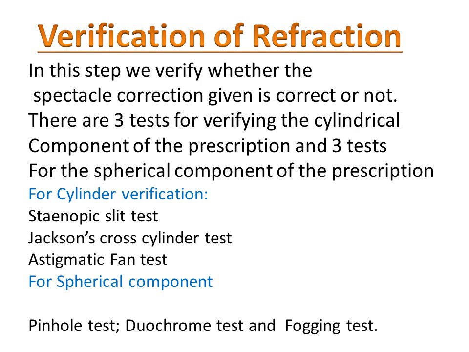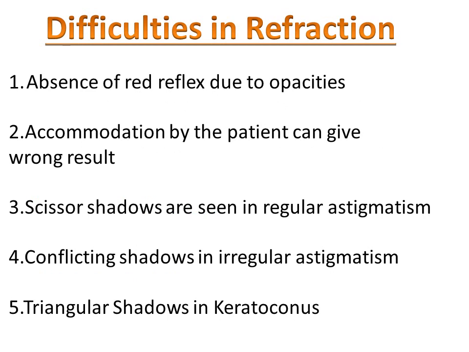There is one test by name Stenopic slit test. Next one is Jackson's cross cylinder test, and the third one is astigmatic fan test. For spherical component, you have 3 tests. One is pinhole test, duochrome test, and fogging test. By doing these 3 tests for the cylindrical component and another 3 tests for the spherical component, you will be arriving at the most appropriate spectacle power for that particular patient.